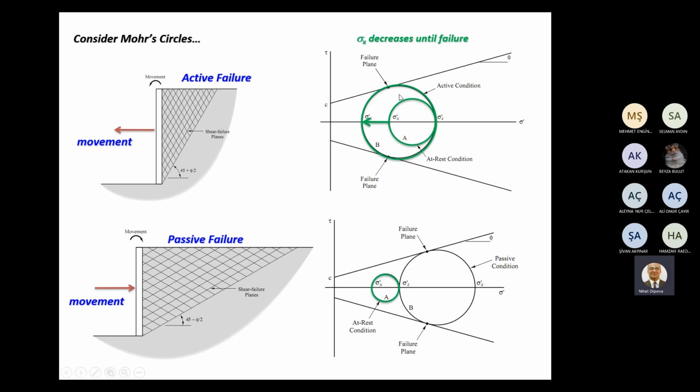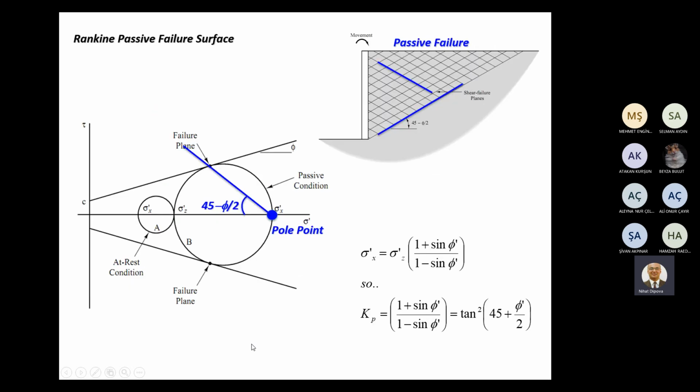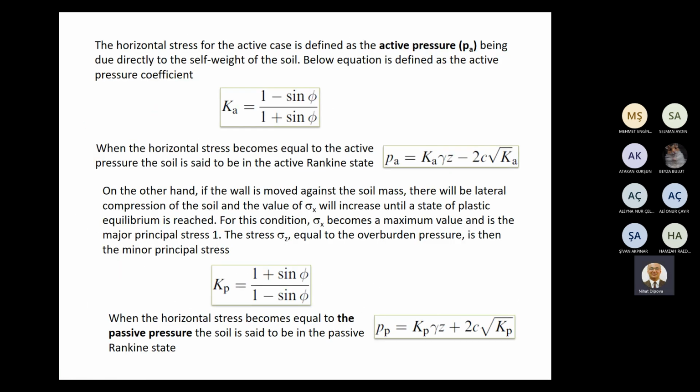But in the at rest condition, horizontal stress was the minor principal stress. Due to this increase, the major principal stress will be in the horizontal direction. And this is Kp. And the pressure at the soil can be calculated this way.